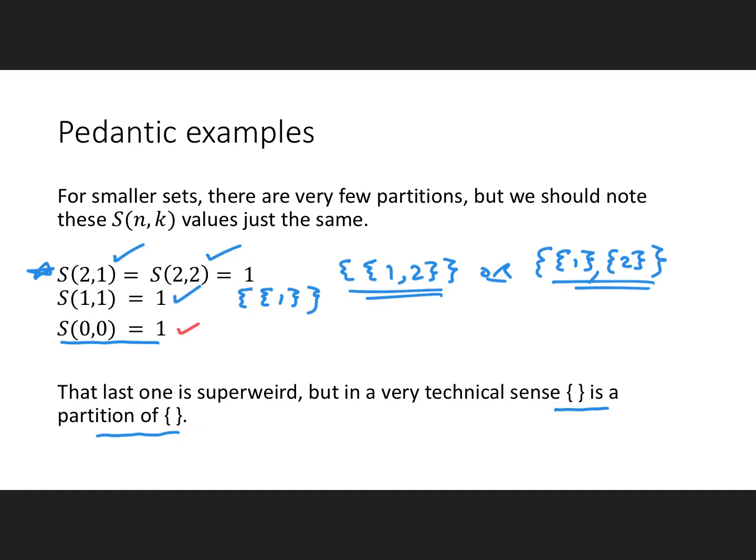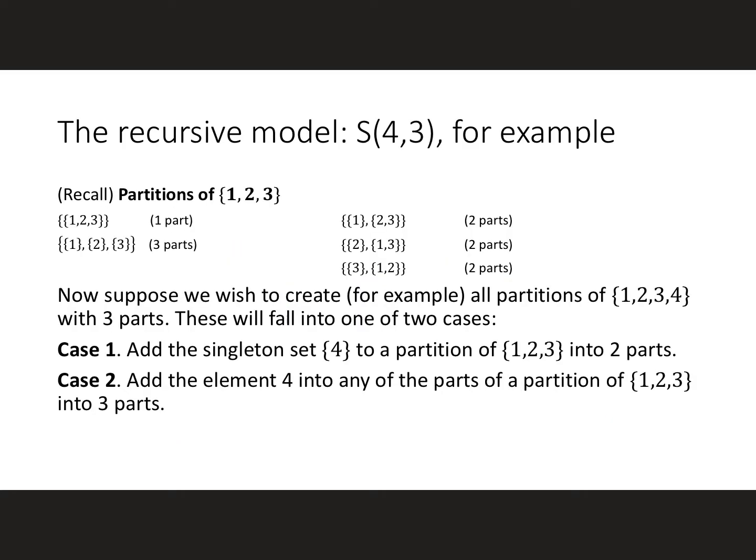So now we have all these small values of the partition numbers. We can think about how we form all of the partitions of a certain size of a larger set. Our example of doing this recursively is going to be to compute S(4,3). Remember, in S(4,3), the 4 is the number of things that we're going to partition. So in our case, we'll just use {1, 2, 3, 4}. It's the easiest four-element set to think about. And then the 3 is the number of parts.